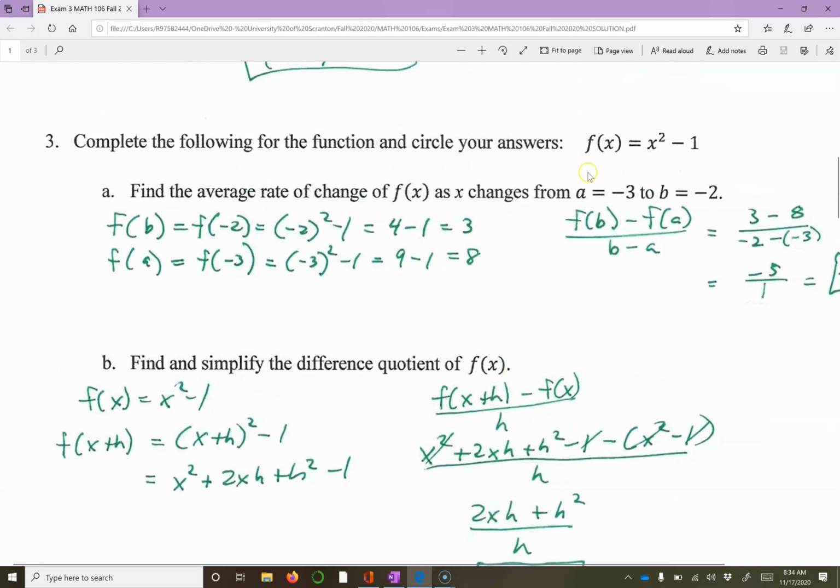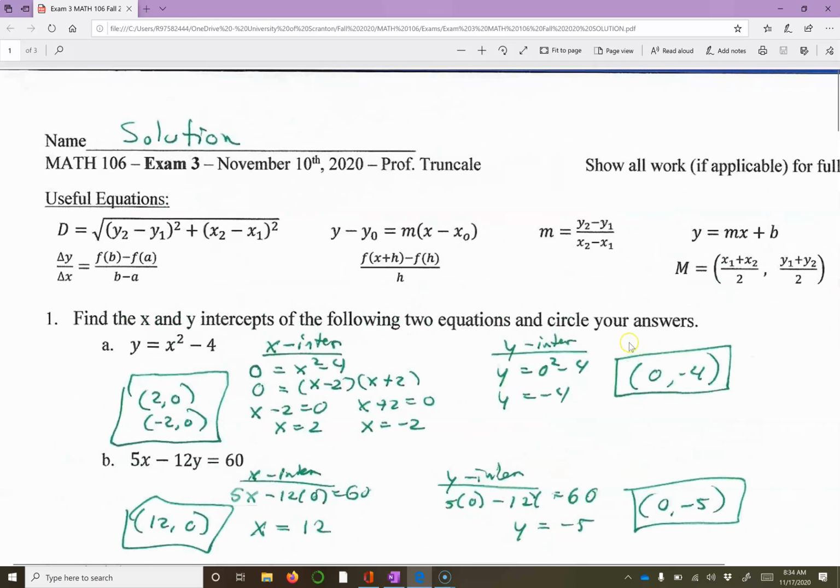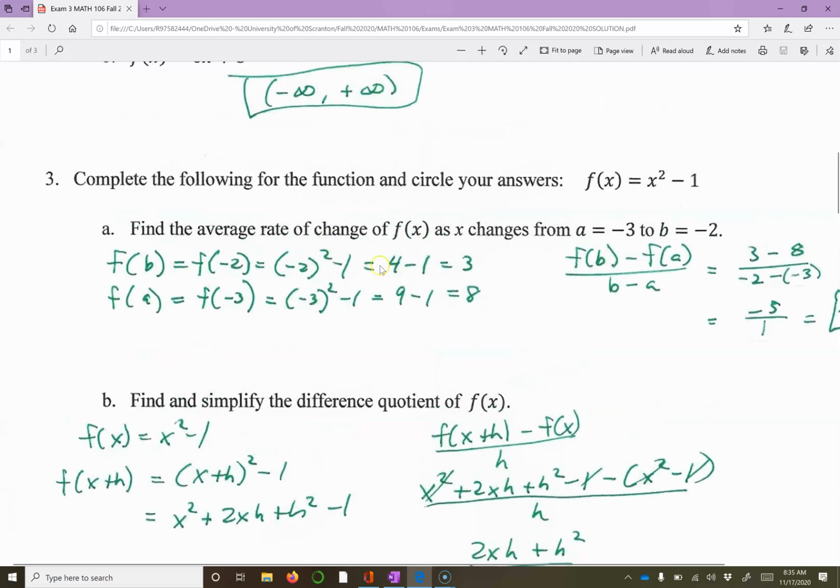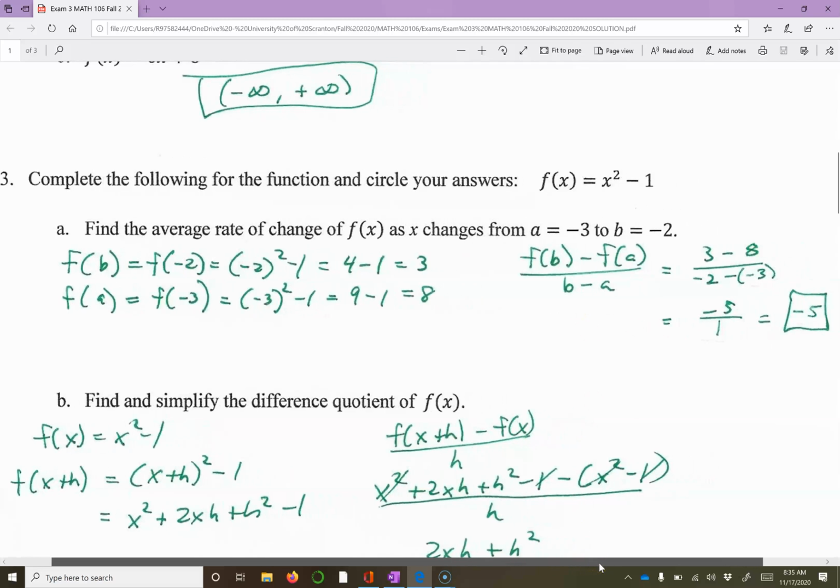Now, number 3, I gave you a function, and I wanted you to find the average rate of change as x changes from negative 3 to negative 2. So again, I gave you the equations up top. You just had to identify this one here that my mouse is near as the average rate of change equation. Figure out what f of negative 2 is and f of negative 3. So that was also just checking to make sure that you understood how to plug in an input to a function. So you take those two outputs, plug them into this equation here, and you should get negative 5.